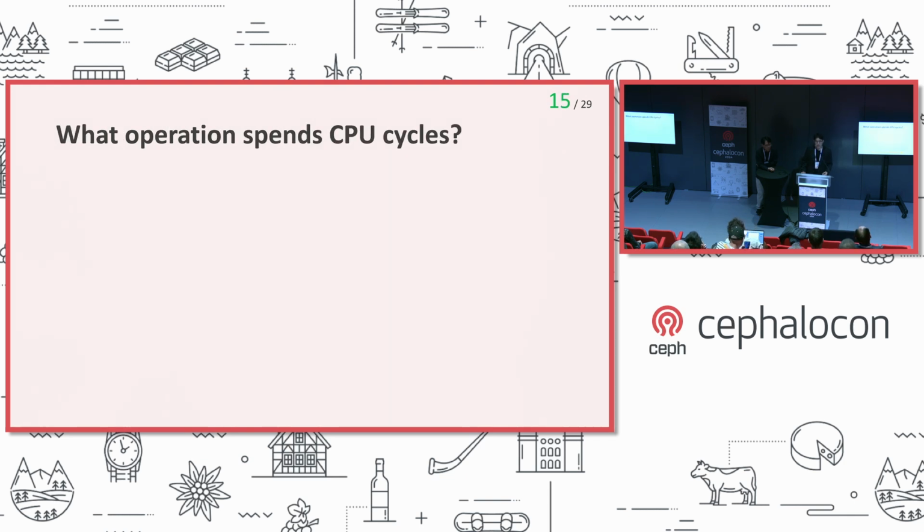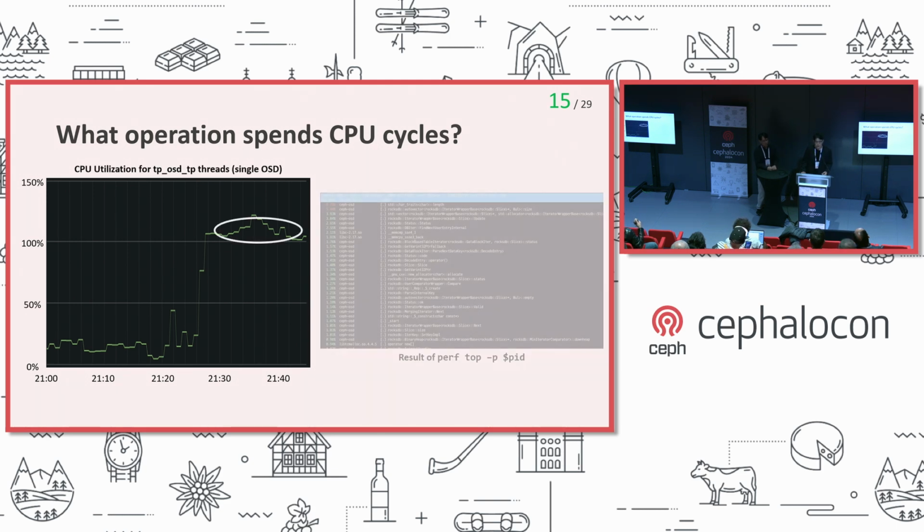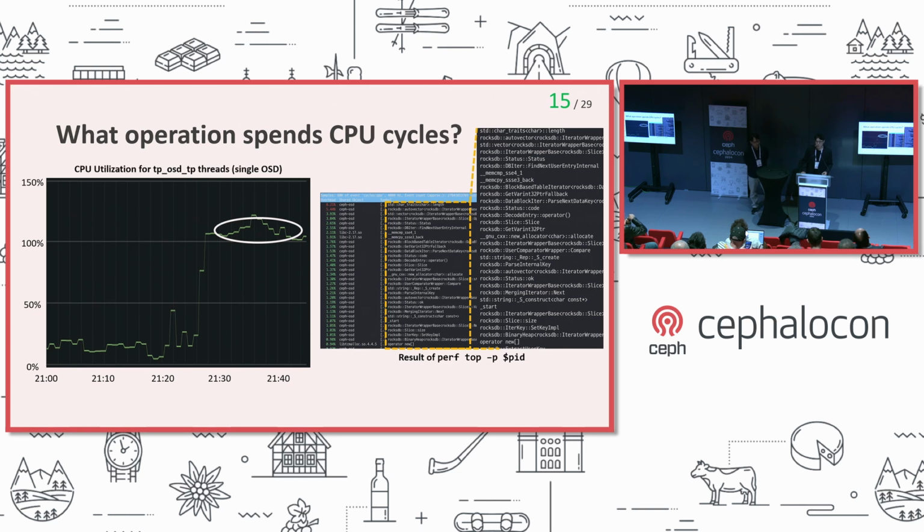We then analyzed which operations consume the most CPU cycles during RocksDB iteration. The graph on the left shows a real situation in our cluster where the tp_osd_tp threads were consuming over 100% of the CPU cycles. At that point, we used perf top to identify which functions were consuming the majority of CPU cycles. As shown in the diagram, string processing and RocksDB iterator-related functions accounted for a significant portion of the CPU time.